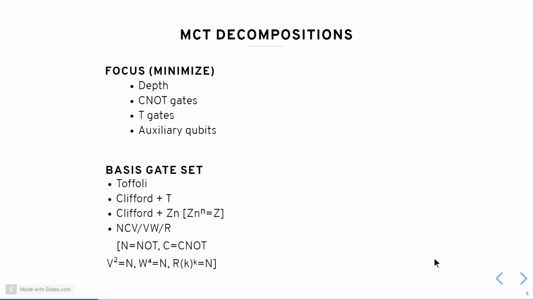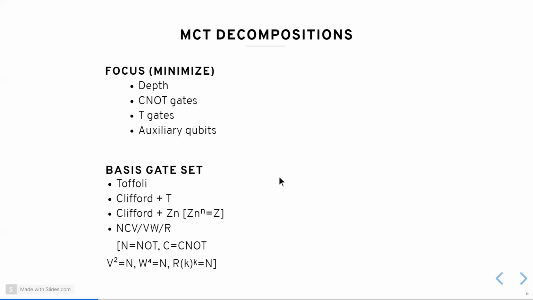But this is not all. These decompositions are comprised of different basis gates. Here we have shown some of the basis sets that we found in literature. First one is the Toffoli. This means that you will find papers where they decompose the multi-control Toffoli gate into Toffoli gates, but do not go any further. Sometimes you'll find that they go further and decompose it into the Clifford plus T set, or the Clifford plus Zn set, where Zn is the nth root of Z. There are other basis sets like the NCV, NCVW, or the NCR, where each of them is a root of the NOT gate. This just shows us the variability in the decompositions that are present.